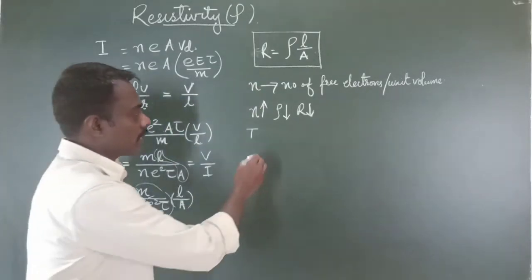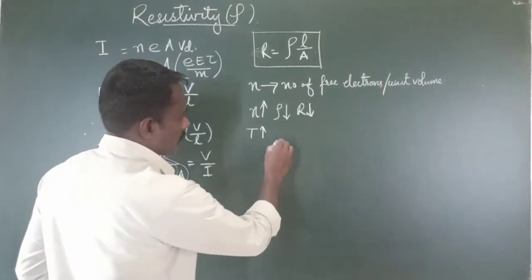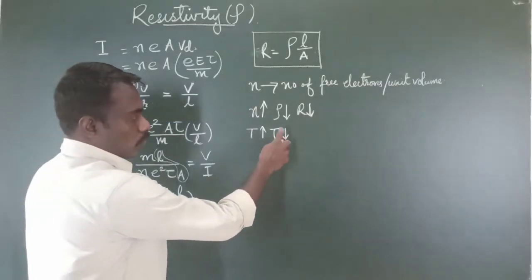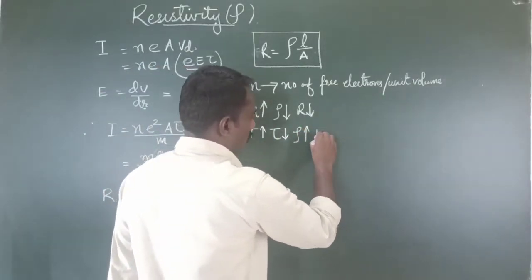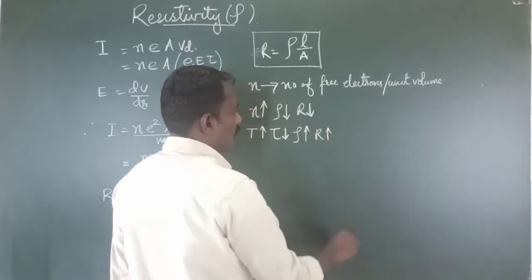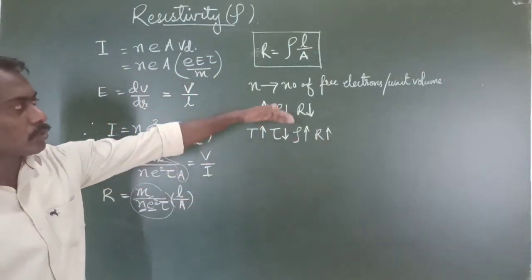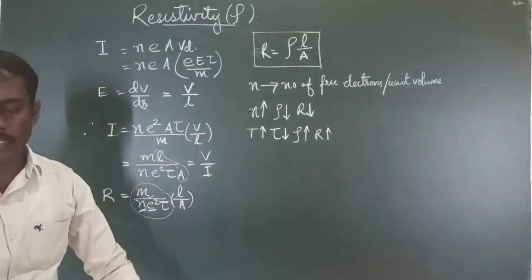Temperature. How does the temperature affect the resistivity of a material? If the temperature increases, the value of tau will decrease. If tau is decreasing, definitely the resistivity increases, so the resistance also will increase. These are the two factors on which the resistivity of a conductor depends.